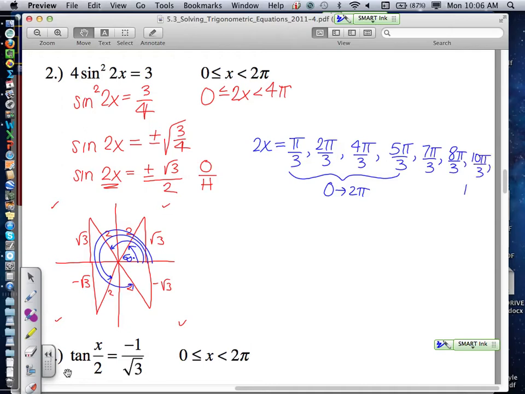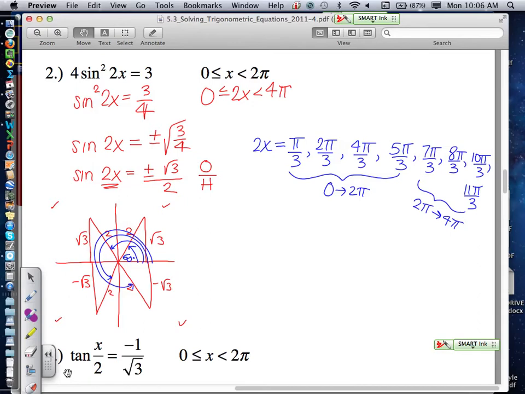And then finally 11 pi over 3. So that's a boatload of solutions. And those all take care of 2 pi to 4 pi. So then finally, to wrap up the problem, I want to solve for x ultimately.